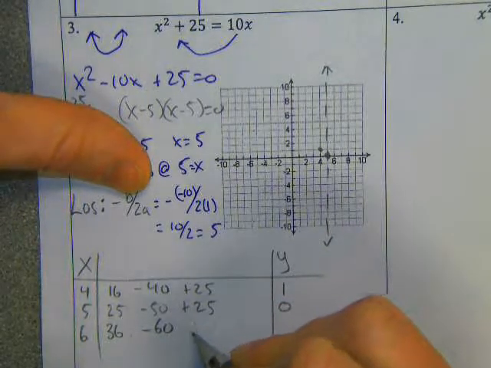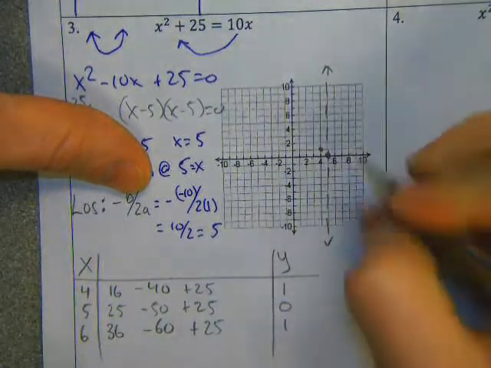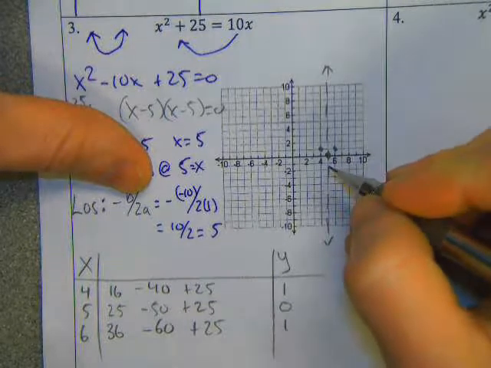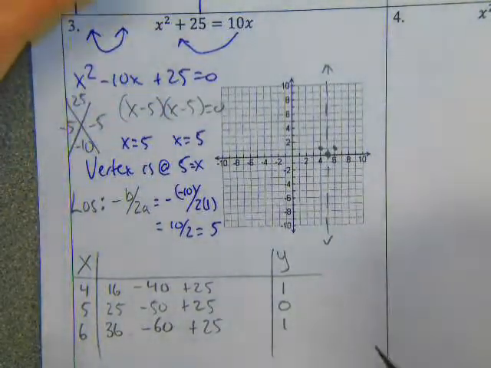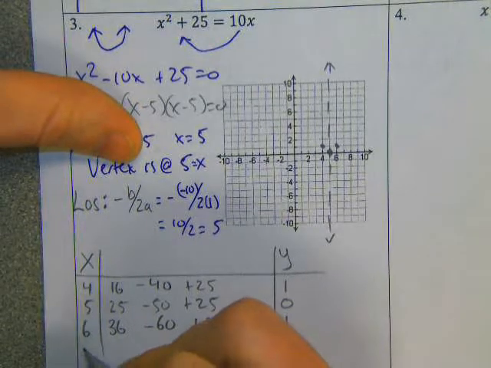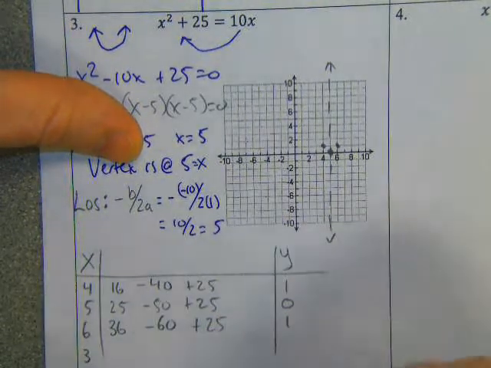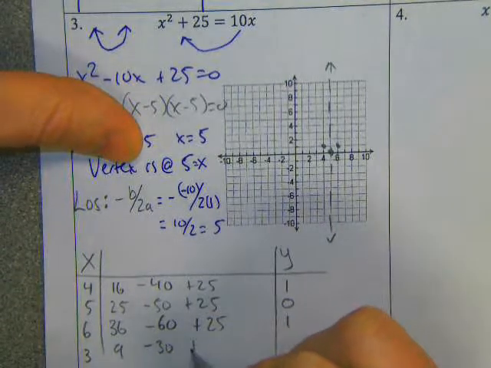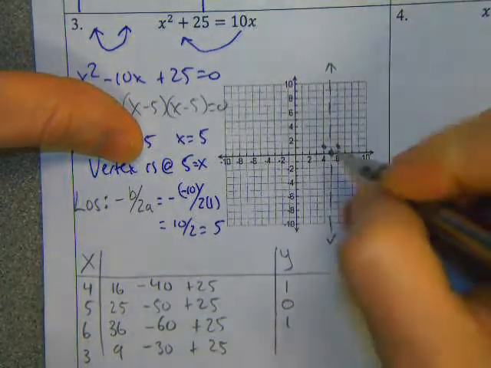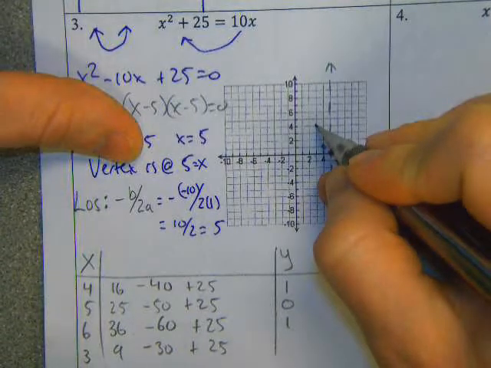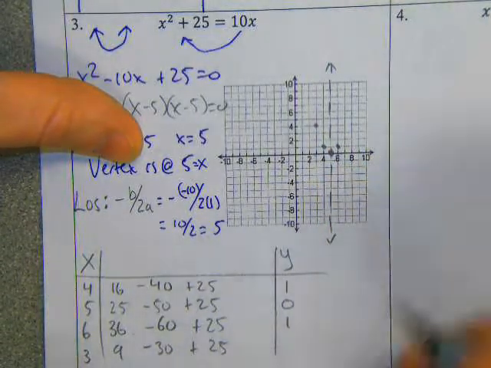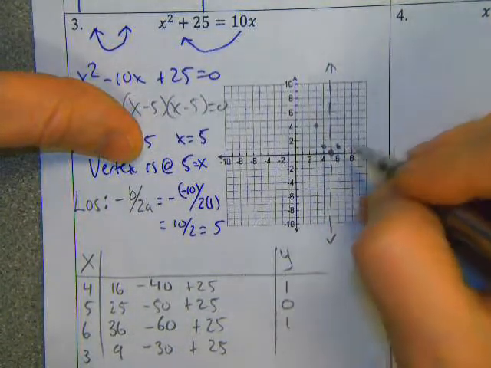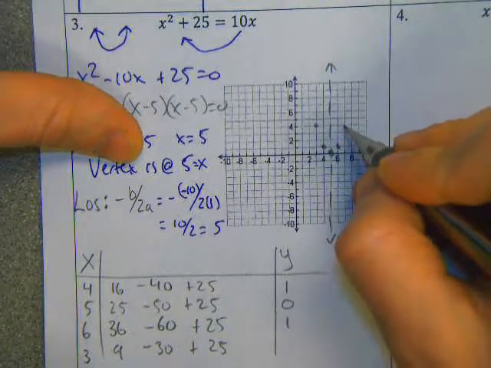Minus 60 plus 25 gets me 1. Okay, so more evidence. This is looking good, like it's going to be a curve up. I'm going to try 3 and 7. 3 gets me 9 minus 30 plus 25 gets me 4. And then 7, I'm just going to know that that is 7.